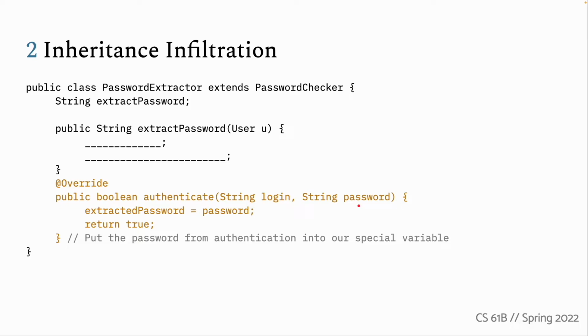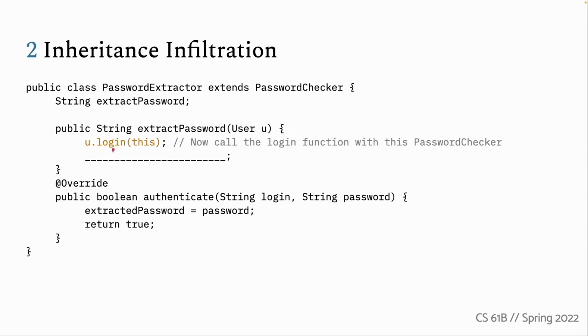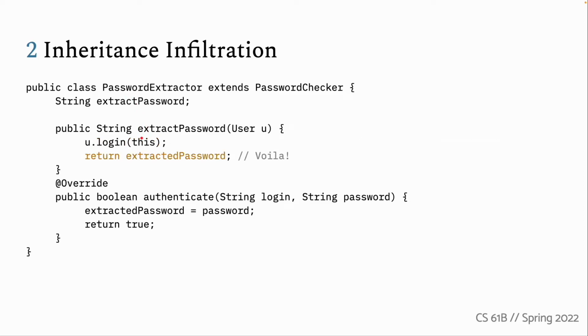So now we just have to call login on the user that we pass in to extractPassword with our PasswordExtractor as the authenticator, and then we just return extractedPassword. And that's that. We won.